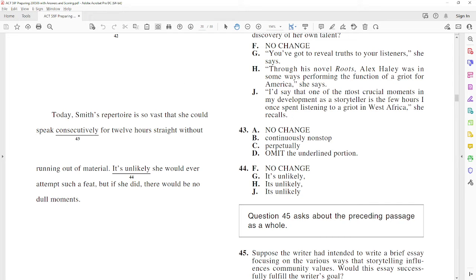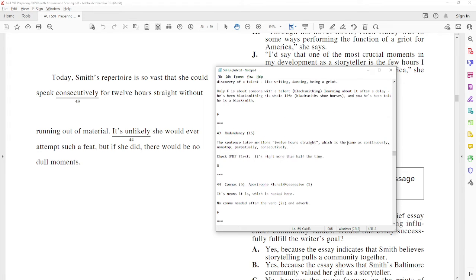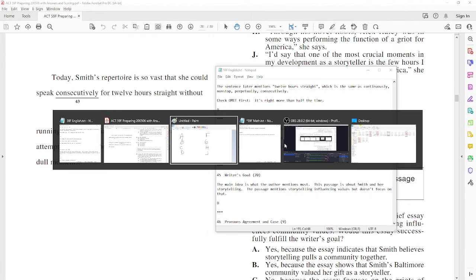Continuously nonstop repeats 12 hours straight twice more. So it's double repetitious. And then C, perpetually for 12 hours straight. Speaking straight through, speaking perpetually forever during the 12 hours, both mean the same thing. But we wouldn't have even had to check those other answer choices. D, omit the underlined portion which we checked first, works. We don't have to repeat it. And 43 has to do with redundancy, I hope, chapter 15.